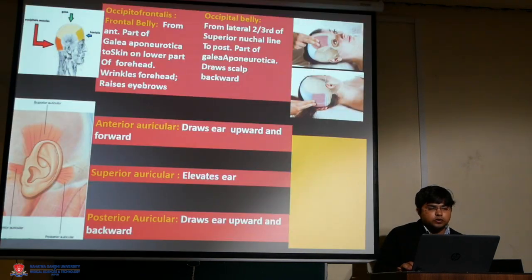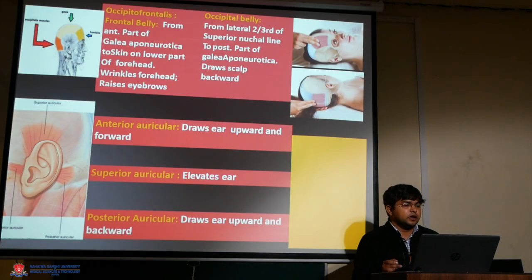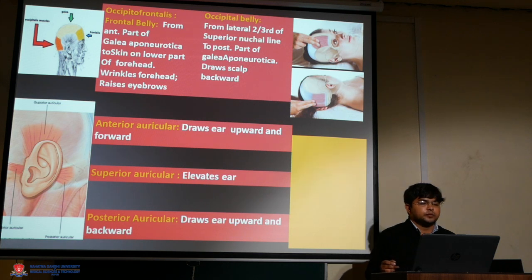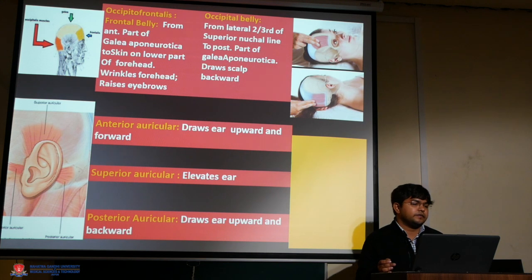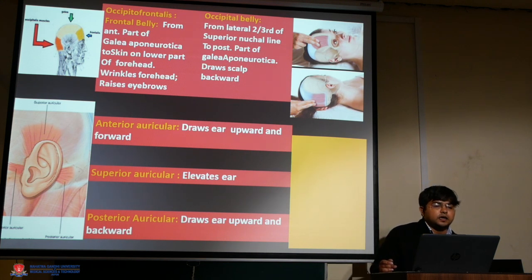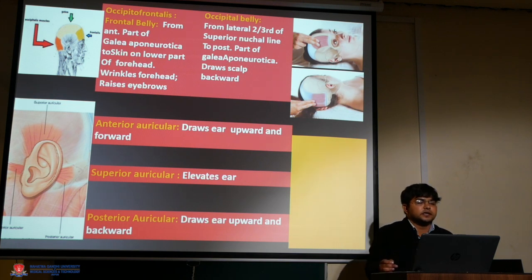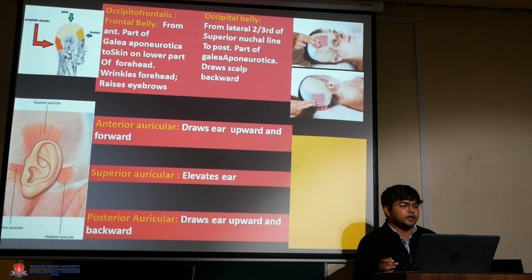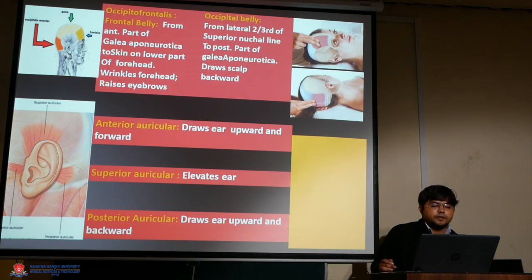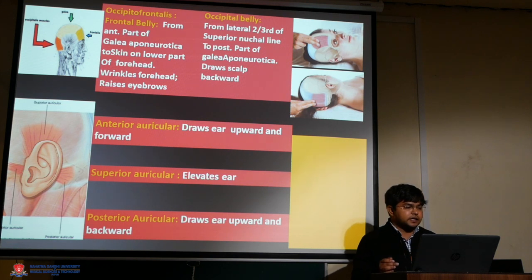The other group includes the occipitofrontalis frontal belly muscle and the occipital belly muscle. The occipitofrontalis frontal belly originates from the anterior part of the galea aponeurotica to the skin on the lower part of the forehead. The action of this muscle is to wrinkle the forehead and raise the eyebrow. The occipital belly originates from the lateral two-thirds of the superior nuchal line to the posterior part of the galea aponeurotica. The action of this muscle is to draw the scalp backward.